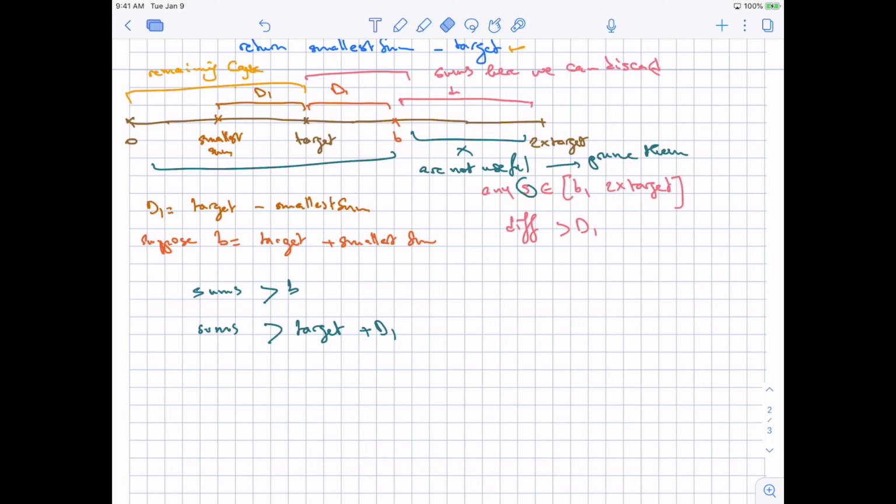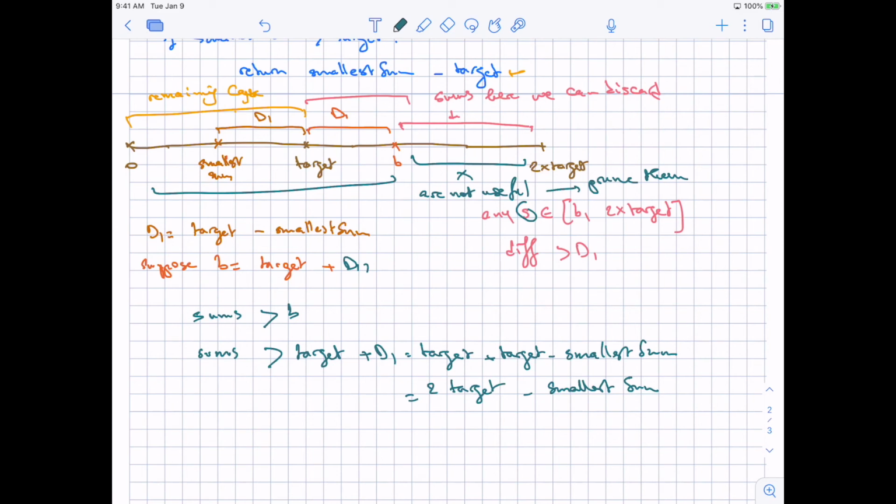So actually this is what I should have done here. This is target plus D1. And so what's D1? This is just target minus smallest sum, so target plus that is equal to 2 target minus smallest sum. I went into a detailed breakdown to make sure you understand it, but intuitively you can just visualize that it's after target by just target minus smallest sum, right? And so you add target minus smallest sum, you get 2 target minus smallest sum, right?